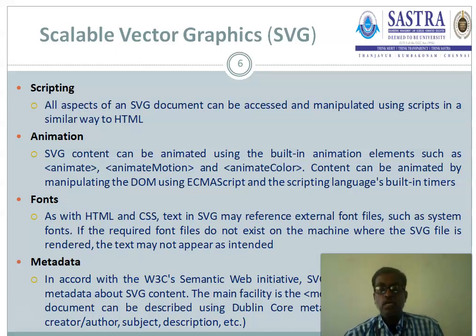And then animation. In some cases, if you want to attract the user, then you have to include animation in the SVG content. Built-in animation support is given for SVG content or SVG elements. In order to provide animation, SVG supports tags like animateMotion and animateColor. We can make use of all those tags for providing animated content to the user, and content can be animated by manipulating the DOM object.